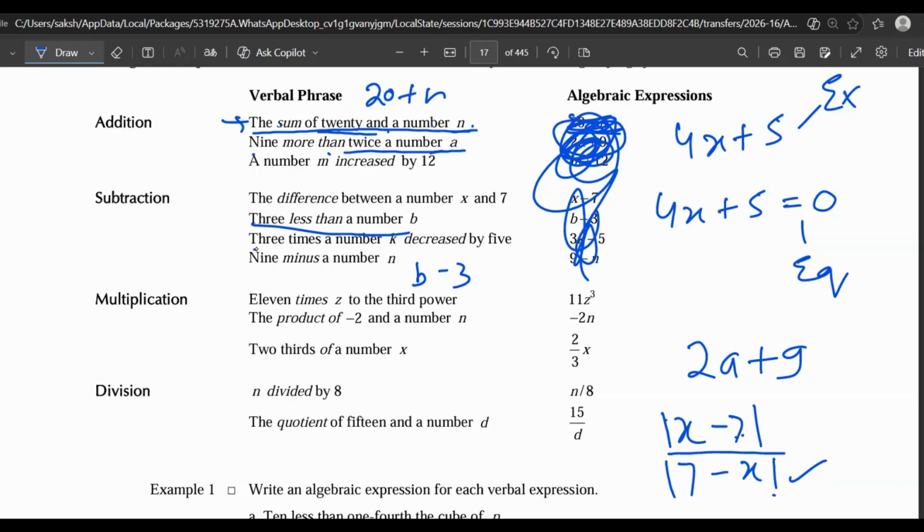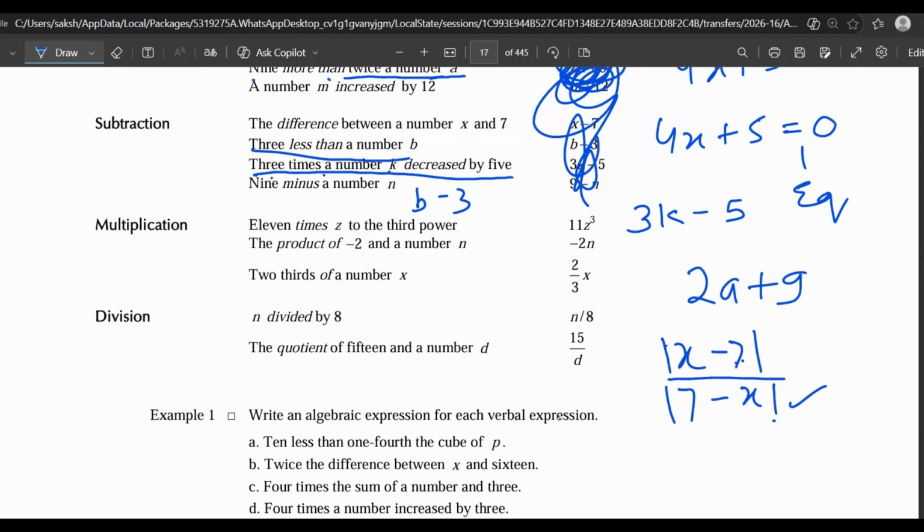Now, can anyone tell me how to write the third one? 3k minus 5. 3 times a number k means I have to multiply k with 3 and decrease by 5. Decrease by 5 means minus 5. Okay.